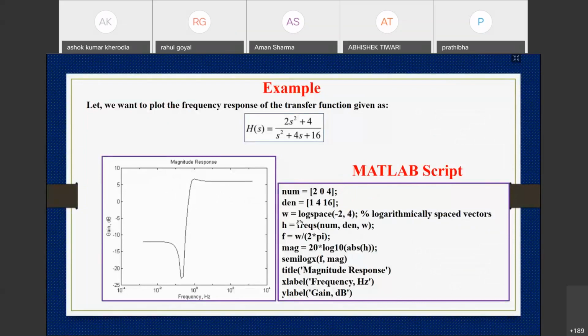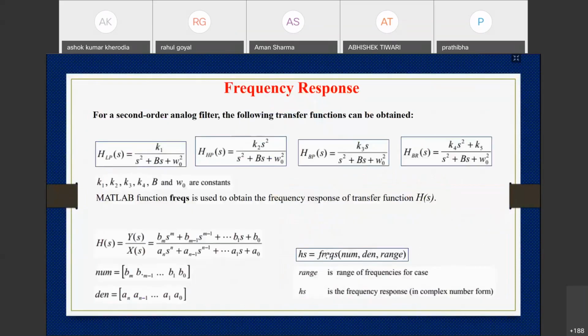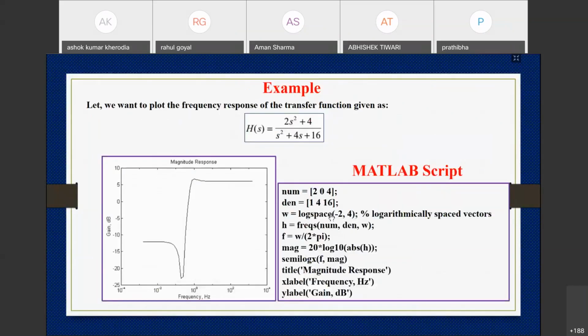Then I'm using this function freqs, in the S domain, for the frequency response. What is the format? H equal to this keyword in brackets: numerator, denominator, and the range. What is the range? The range I already computed, that is W. So numerator, denominator, and W. The numerator is already there, the denominator is already there, W is already there.